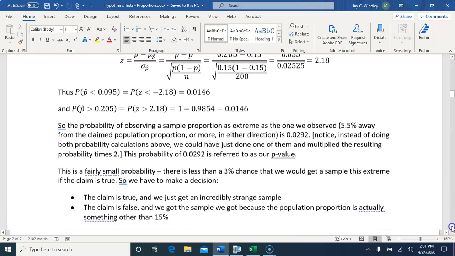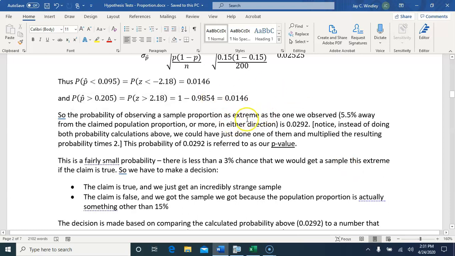So the probability of observing a sample proportion as extreme as the one we observed, or worse in either direction, so this far away from the claimed population proportion or more in either direction, the probability of that happening is 0.0292, which is just the sum of those two. And notice, because of the symmetry of the normal curve, we could have just done one of these calculations and multiplied by 2. Anyways, this probability of 0.0292 is referred to as our p-value. It's the probability of observing what we actually observed, or worse, if the null hypothesis is true.